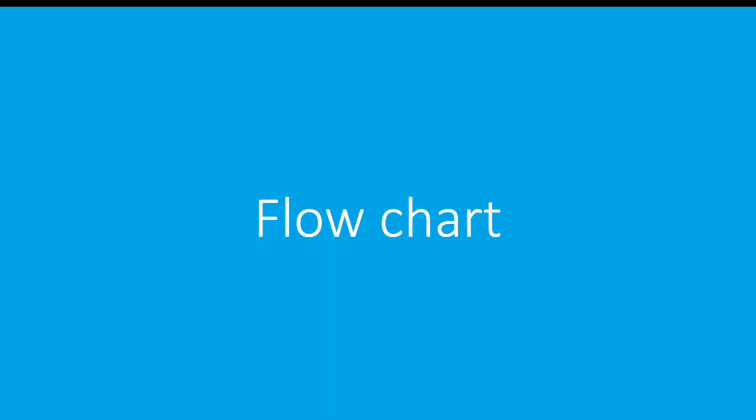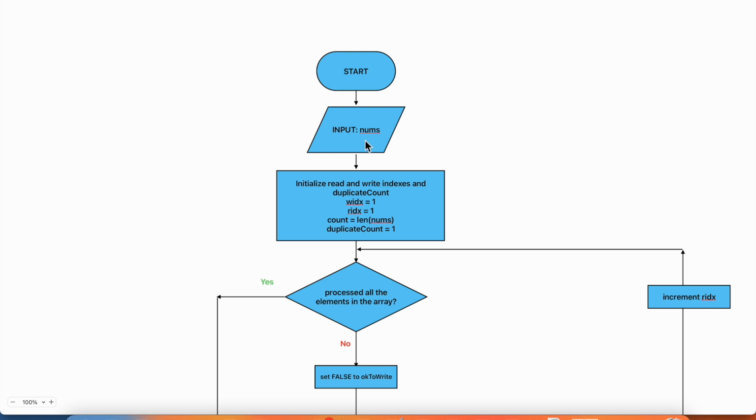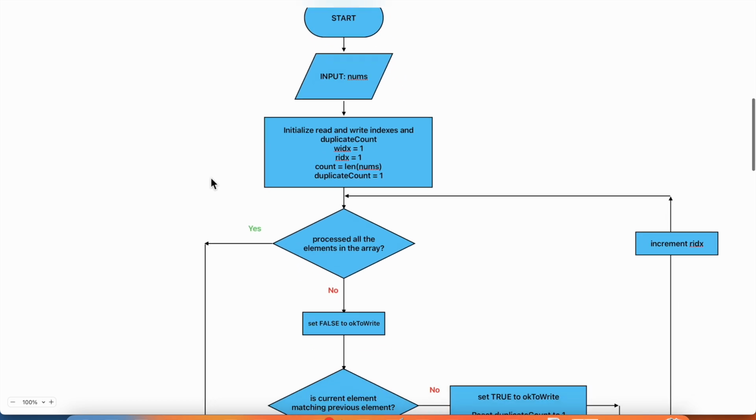Let's look at the flow chart. Input for this procedure is the nums integer array, which is in non-decreasing order, and first we initialize the read and write index, and then we initialize the duplicate count as well. The write index is set to 1 and the read index is set to 1, and the count variable is initialized to the number of elements in the input array, and the duplicate count will be initialized to 1.